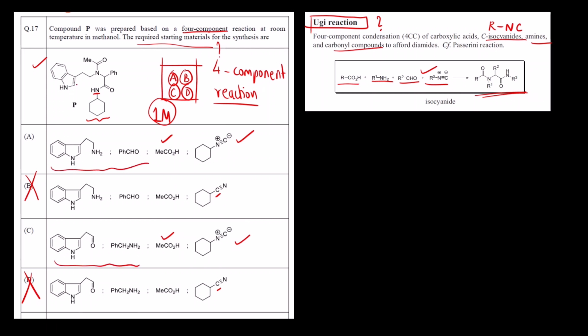How do you check? In the product, after this ring there are two carbons and then there is a nitrogen. Here there is one carbon and an aldehyde group. So which is the correct answer? The correct answer is option A. The only thing you have to do in this question is analyze the reactants, see the product and the bond connectivity, and you can easily answer it.